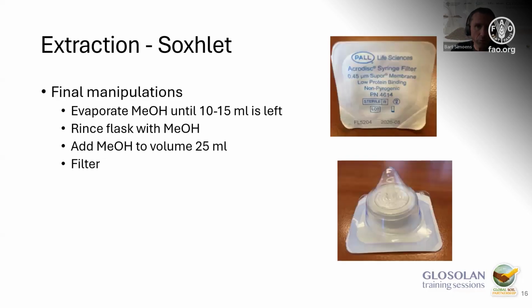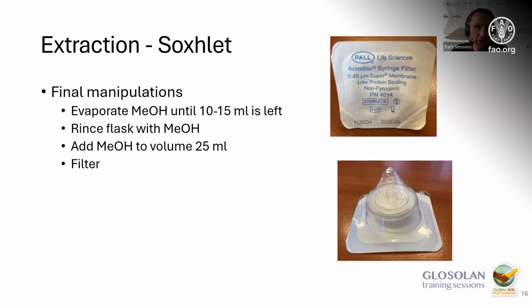And then there are some final manipulations. So after 16 hours, when you come back, you find the round bottom flask in the heater. It contains methanol, and if you switch off the heat, all the vapor will condense, and then you find your methanol back with analyte, hopefully, and all the other molecules that have been extracted by the methanol. So not only explosives are extracted, but also other molecules that are soluble in methanol.